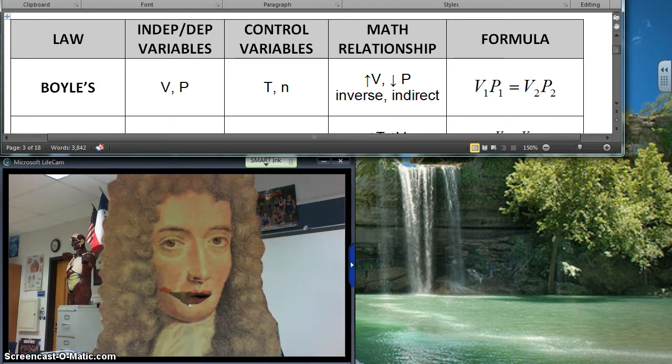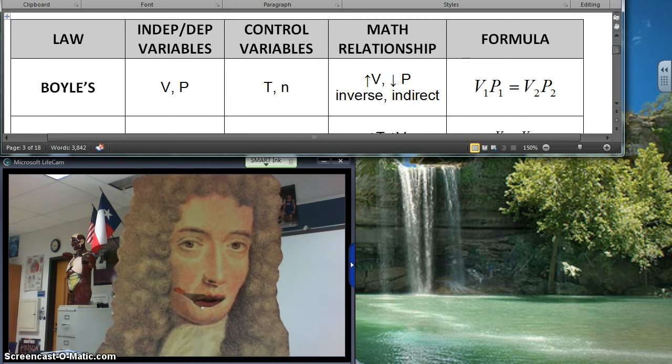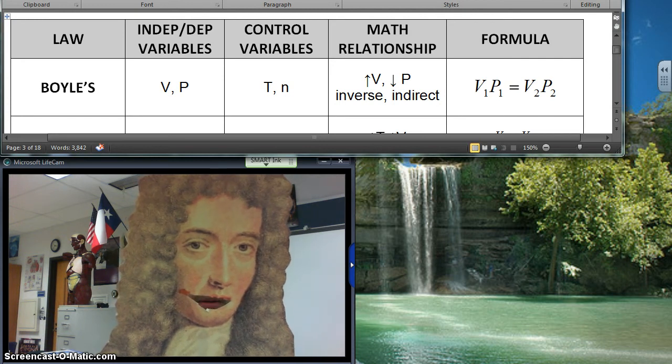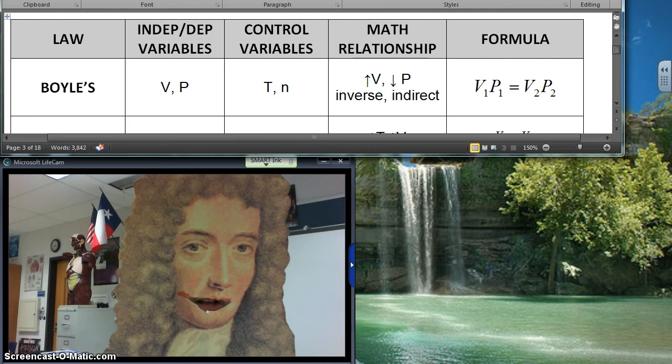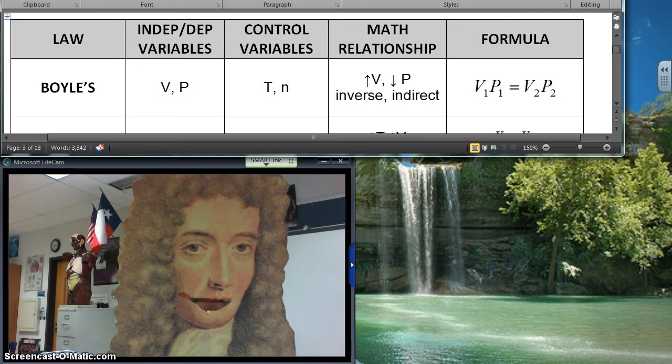Hey everybody, Robert Boyle here to tell you about my law. My law is Boyle's law, and the independent and dependent variables of this law are V and P. That means volume and pressure. Since those are my variables, they're going to be changing. So if some things are changing, then some things have to be constant. The constants for my law are T and N. That means temperature and number of moles.